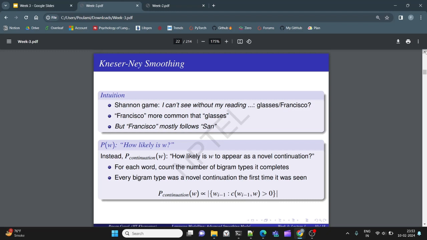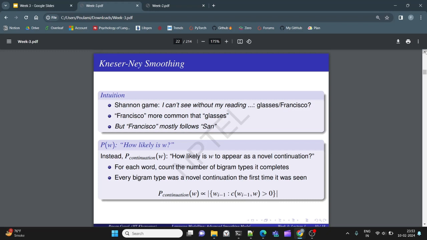So here, however, since this is about USA, the occurrence of glasses in the corpus would not be as high as Francisco. But one thing to note is that glasses will occur in different instances of bigram. For example, Francisco can only occur with San, so San Francisco would be the only possible bigram ending in Francisco, whereas for glasses there could be many things.